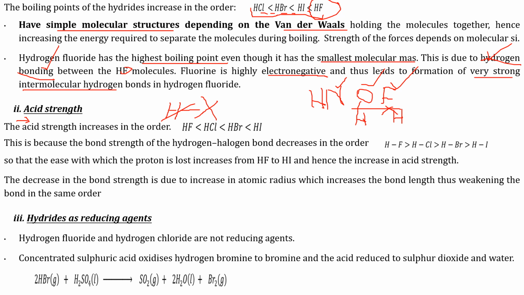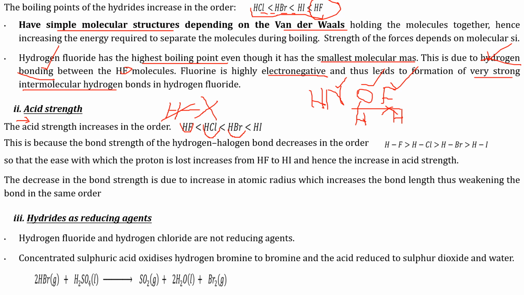So we are saying that acid strength increases in this order. Hydrogen fluoride has the lowest. You can call this hydrogen fluoride or hydrofluoric acid, and hydrogen chloride or hydrochloric acid; they are the same. But I'm going to use hydrogen fluoride, hydrogen chloride, hydrogen bromide, and hydrogen iodide. Acid strength increases in this order: hydrogen fluoride is less than hydrogen chloride, and hydrogen chloride is less than hydrogen bromide.